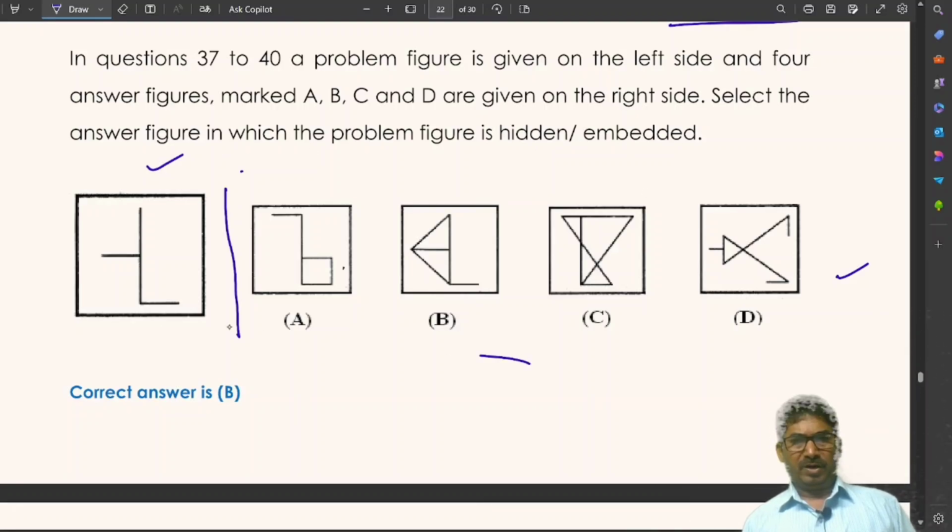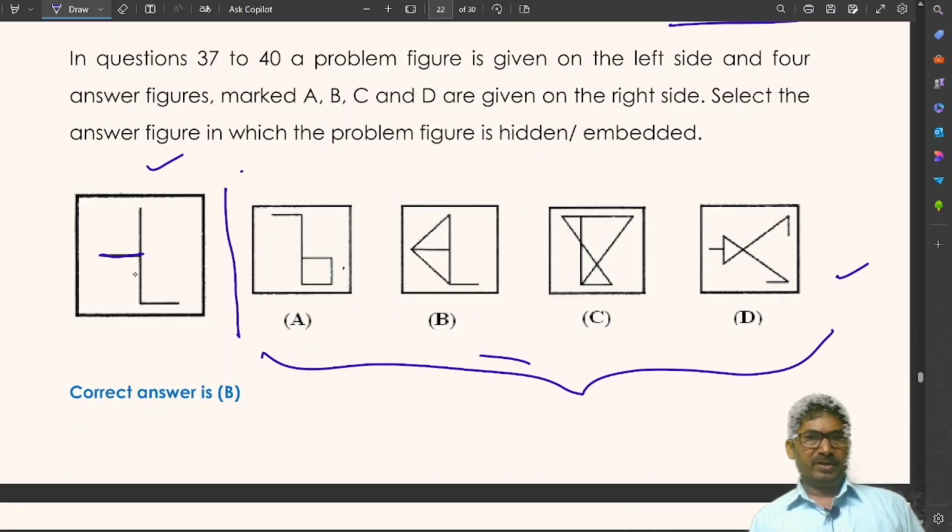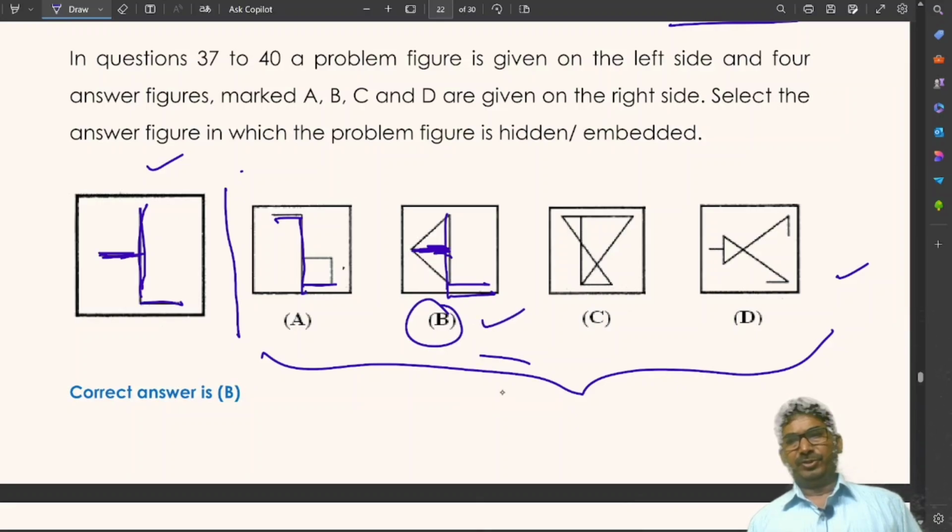So here we have 4 answer figures. Which figure has this shape in it? Is this? No. See, this is missed in this. Is this? Yes, absolutely. Like this, in the middle, this line. So B is the correct option.